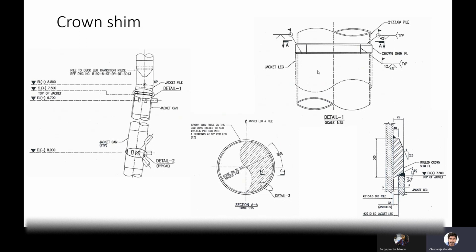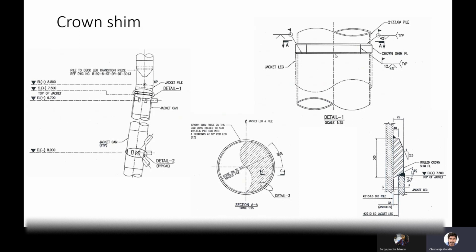This is the jacket cutoff point, and this is the pile. So they will place one crown shim plate over here. We know that this plate will always be a site weld only; the site weld symbol is present here. The material preparation and all they will do in the yard itself, and they will go for trial fitting before taking it offshore. Once the pile is installed, they will weld this piece over here.